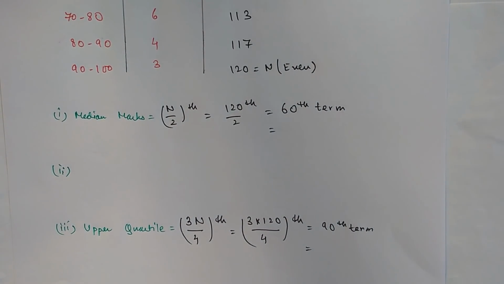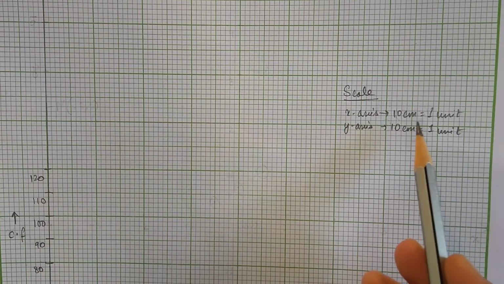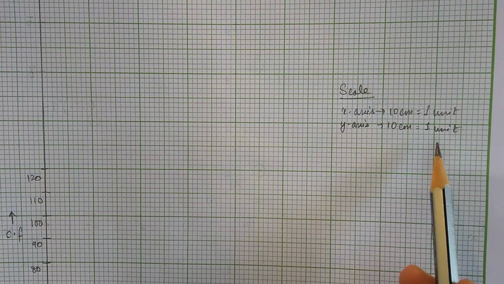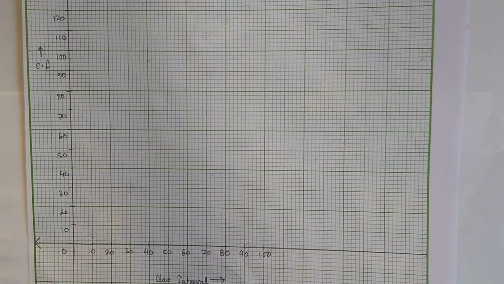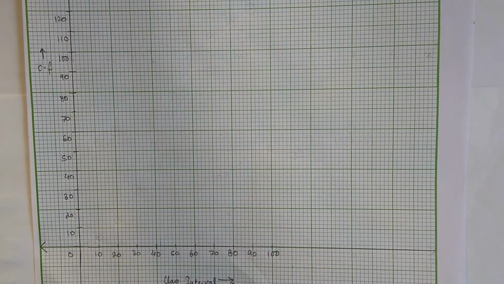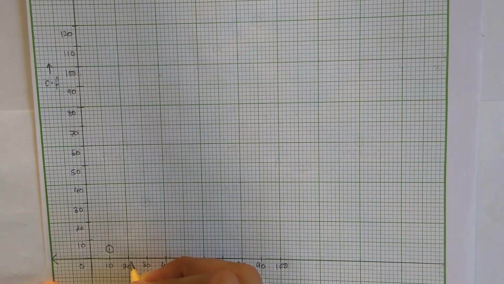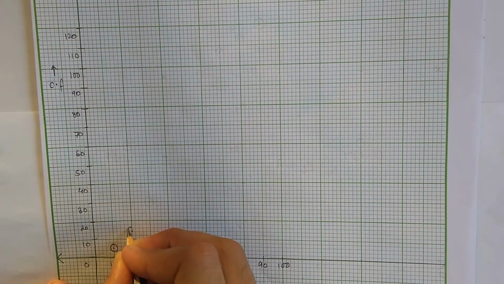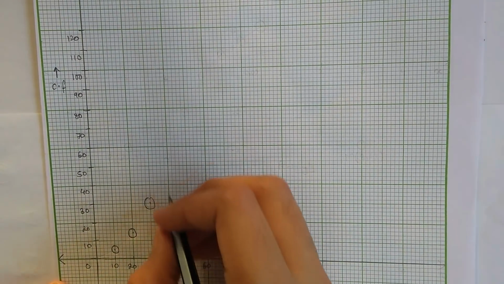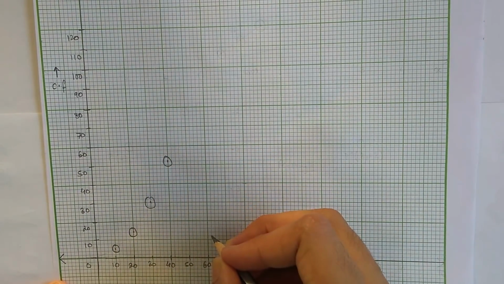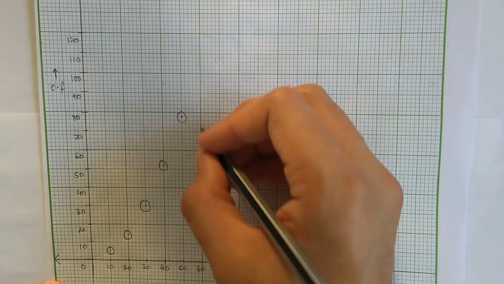Now let's move on to the graph. So we have drawn the graph using the scale: x-axis 10 centimeter is equal to 1 unit and y-axis 10 centimeter is equal to 1 unit. On the y-axis we have taken cumulative frequency, and on the x-axis we have taken class interval. Let's start plotting the points. First we have 10-5 over here, then we have 20-14 over here, then we have 30-30 over here, then we have 40-52 which is over here, then we have 50-78 which is over here, then we have 60-96 which is over here.